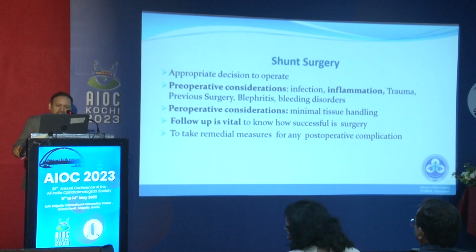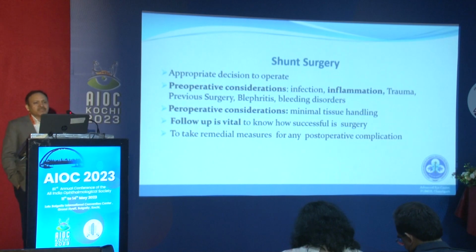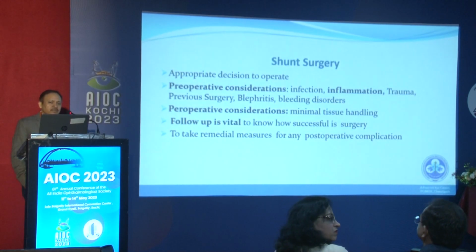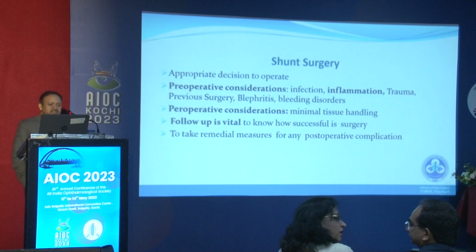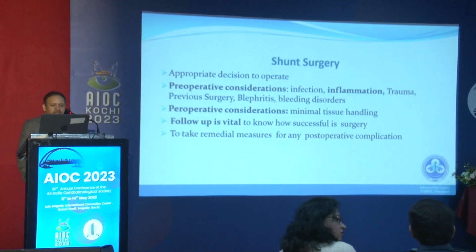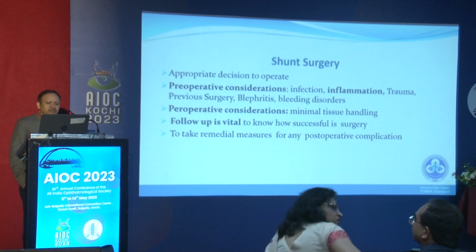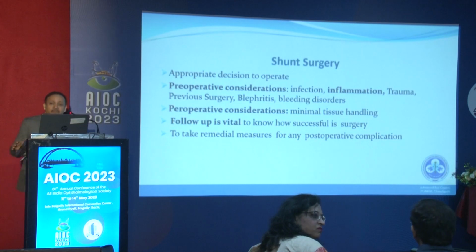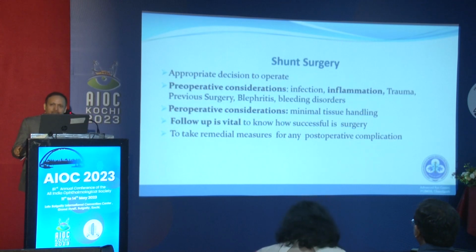So when to do shunt surgery, there should be an appropriate decision to operate. Pre-operative consideration is very important, especially for inflammatory glaucoma like uveitis, where you have to put the patient on anti-inflammatory therapy 1 to 3 days prior to the surgery to get a better result. And per-operative consideration like minimal handling of the uveal or iris tissue and friable conjunctiva and sclera, so minimal use of tooth forceps. Also post-operatively, the follow-up is vital, especially in inflammatory glaucoma. So aggressive anti-inflammatory therapy is required.